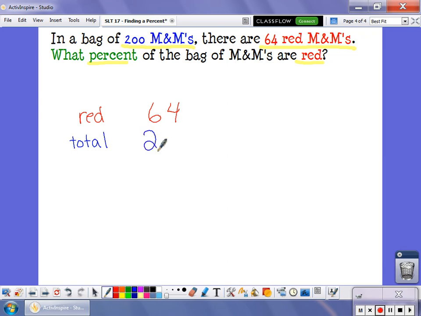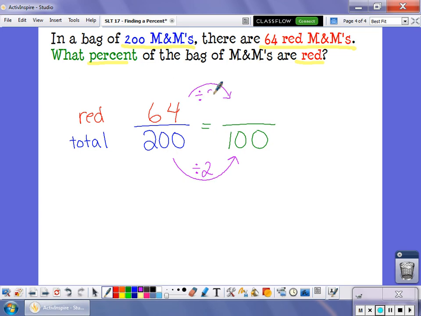Now we said to make a percent, we need a fraction that has a denominator of 100. This problem's a little different because we're starting with a number bigger than 100, but we're going to follow the exact same process. To go from 200 to 100, I would divide this denominator by 2. Whatever I do to the denominator, I have to do to the numerator. So 64 divided by 2 gives me 32. 32 out of 100 is the same as 32%. So 32% of the bag has red M&Ms.